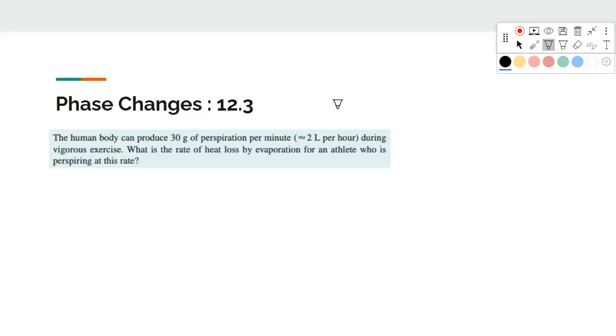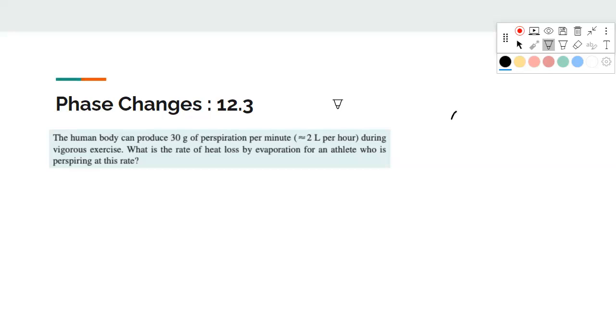Okay, so the human body produces 30 grams of perspiration per minute, which we can think of as a rate of 2 liters per hour in terms of volume during vigorous exercise. What is the rate of heat loss by evaporation for an athlete who is perspiring at this rate?